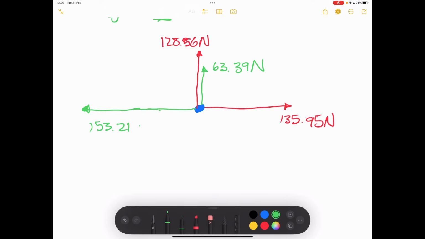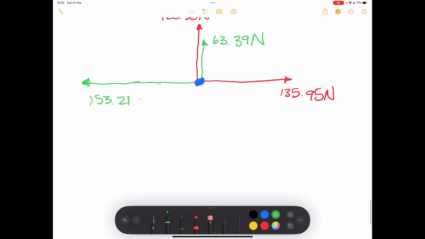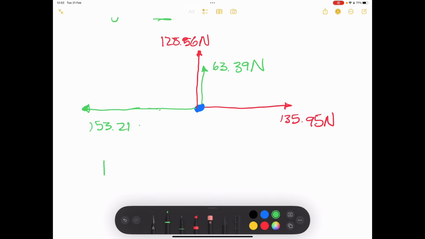Now, remember, in this case, we're going to say, what is the resultant in the horizontal dimension? So I'm going to say F net in the x direction, meaning I'm going to consider these two. Now I need to choose a direction in the horizontal. I see F1x is bigger, so I'm going to choose that direction as positive.